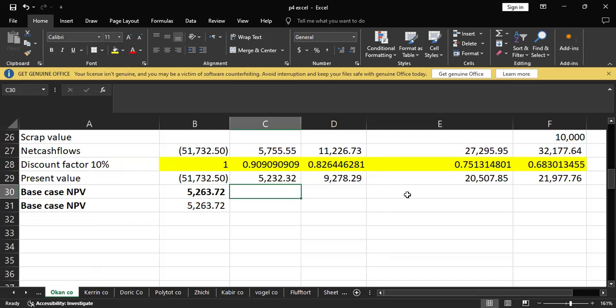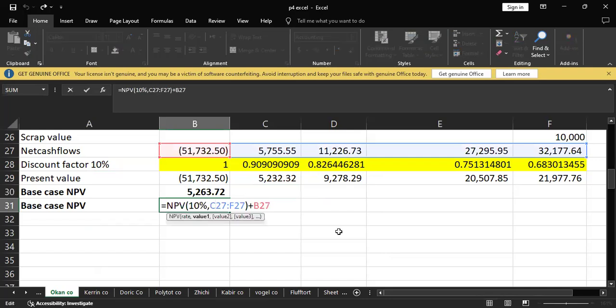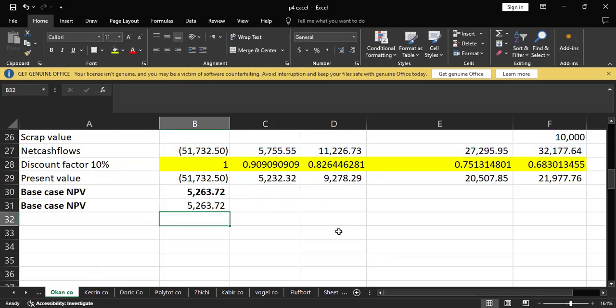Could you please come again on the formula? The formula is you will type equal to NPV, rate, comma, positive cash flows, bracket close, then add the negative one. Okay.